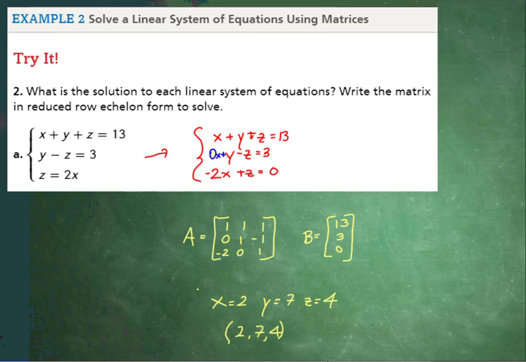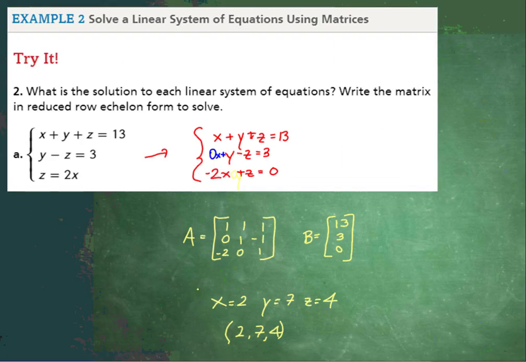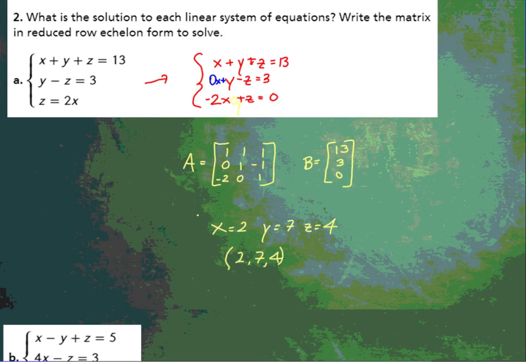Okay. So I just wanted to show you that example. I know it's a review of how to use your calculator, but I wanted to show you that example based on the fact that there's a 0 sitting here, like there's a 0y right there. Okay. Now, there's another, I just forgot. There's another phrase up here called "write the matrix in row-reduced echelon form to solve."